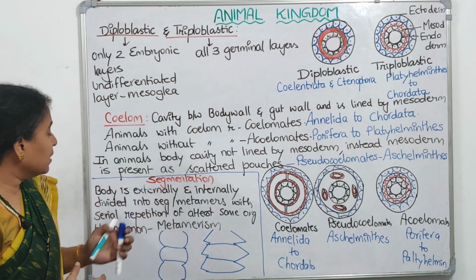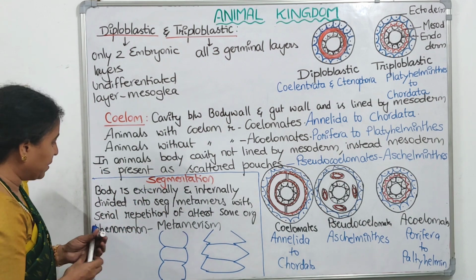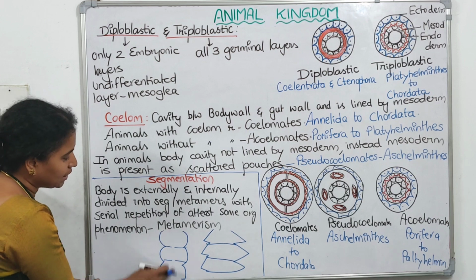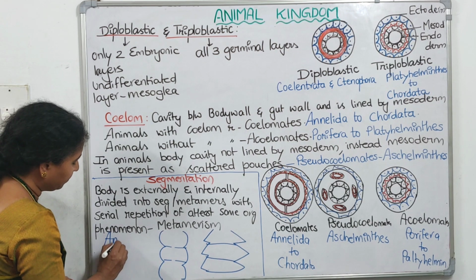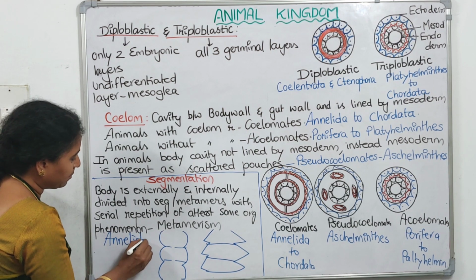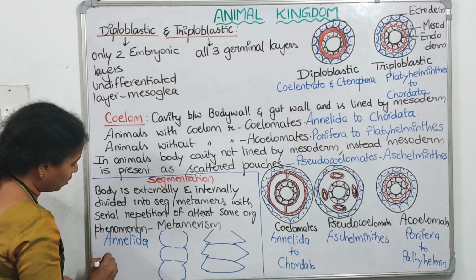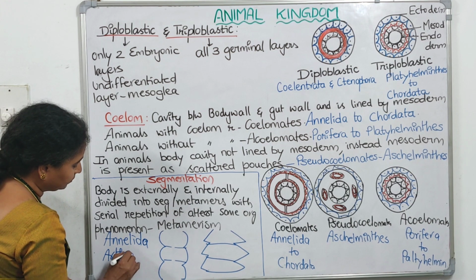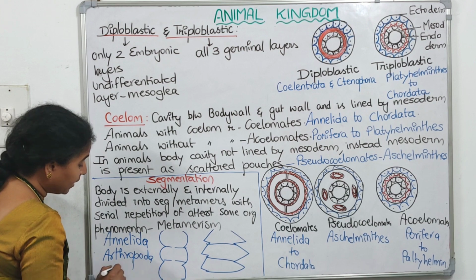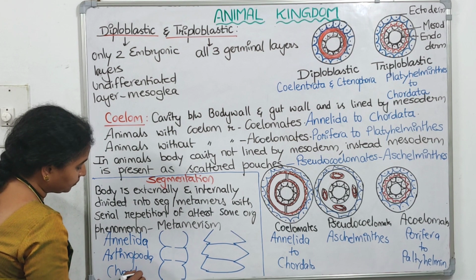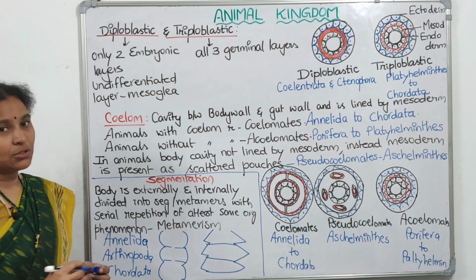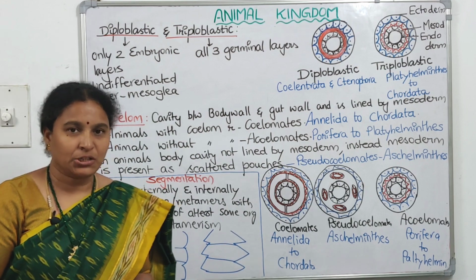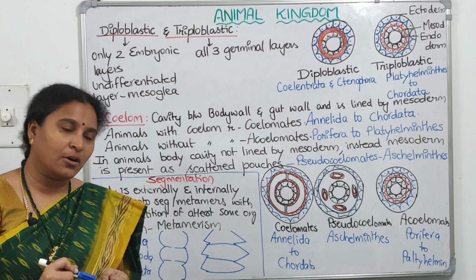And the animals or the phyla which show metameric segmentation are, one is, you can see it's like earthworm, so Annelida shows metameric segmentation. This is like cockroach, so Arthropoda. And Chordata also shows metameric segmentation. So the 3 phyla which show metameric segmentation are Annelida, Arthropoda and Chordata.